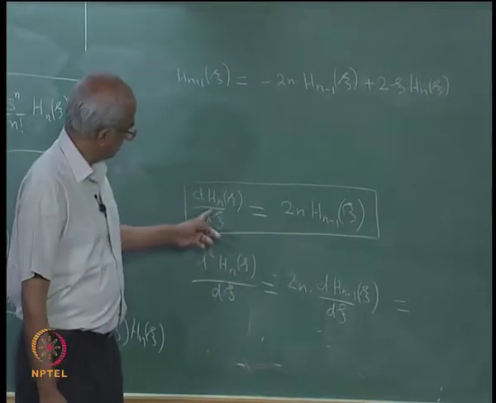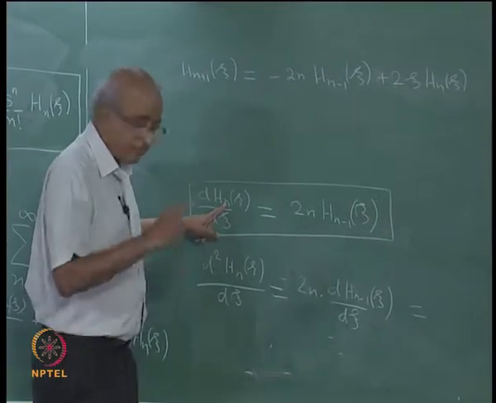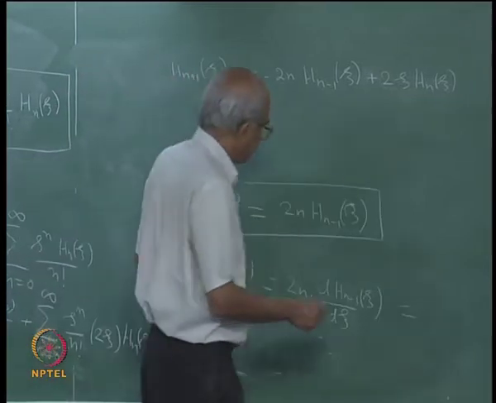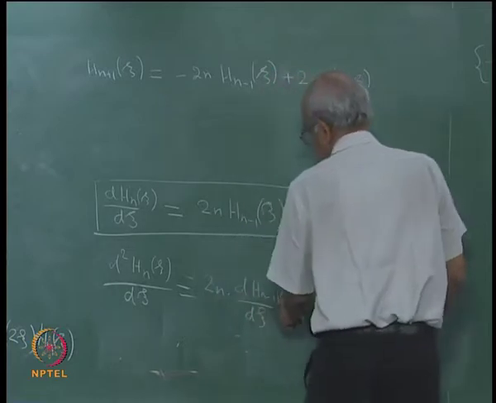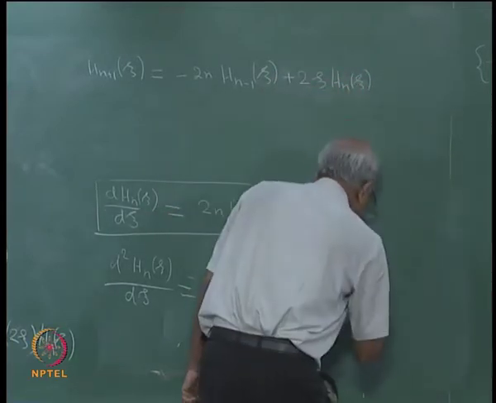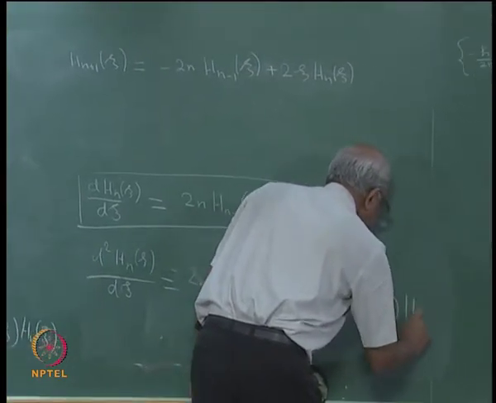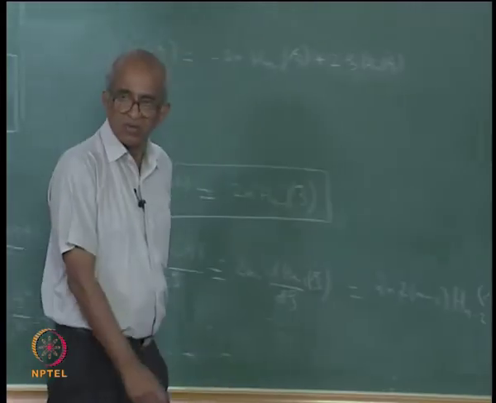So, in this equation all that I need to do is put instead of n you put n minus 1. So, if you put n minus 1, what will happen? You are going to get 2n, this derivative I am going to use that equation and get 2 into n minus 1 into h n minus 2c, that is all.